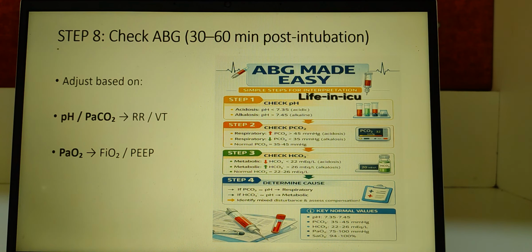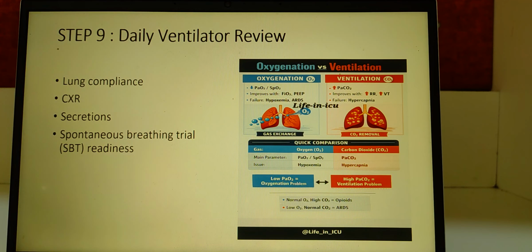Then once your patient is intubated, after 30 to 60 minutes post intubation, we have to check the ABG. So you send your ABG, you look for your pH and PCO2. According to your pH and PCO2, we have to adjust our respiratory rate and tidal volume. And according to the PaO2 that we get in the ABG, we have to adjust our FiO2 and PEEP. If we are getting a good PaO2, we can come down on our FiO2 and PEEP.